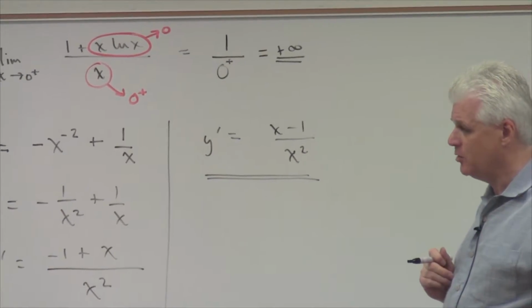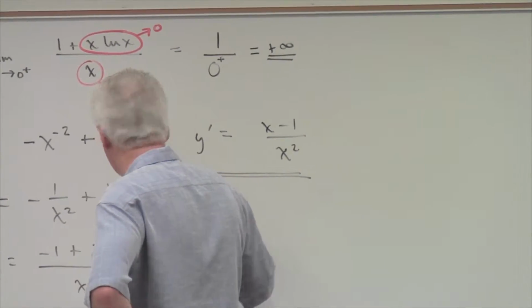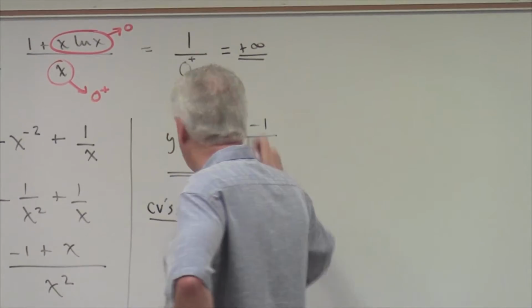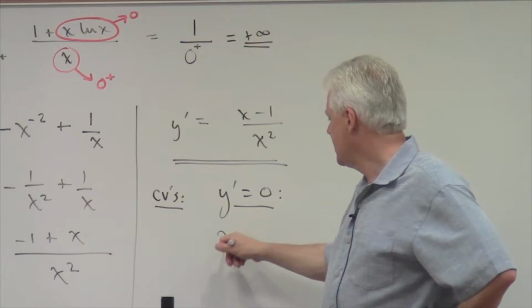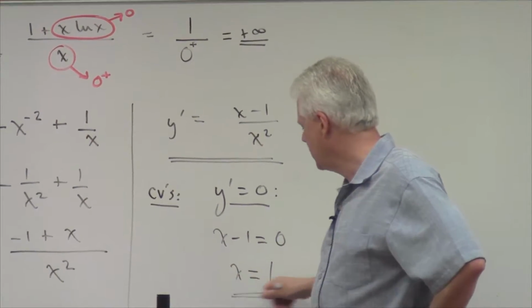Now, let's look for the critical values. Critical values are where the derivative is what? 0. Okay? Fractions are only 0 where the numerator is 0. So that means x minus 1 is 0, which means that x is 1. We have a critical value at 1.